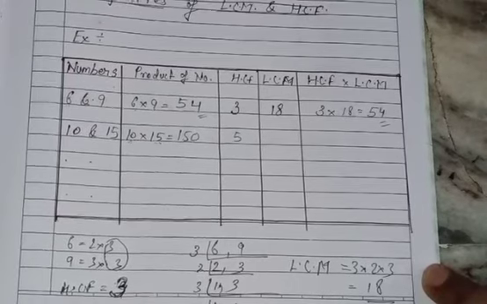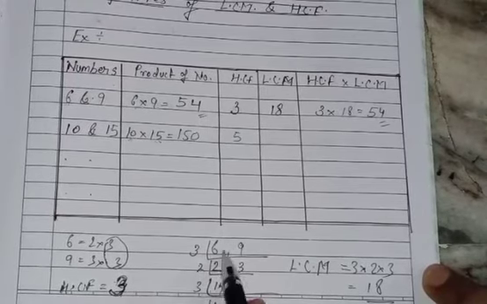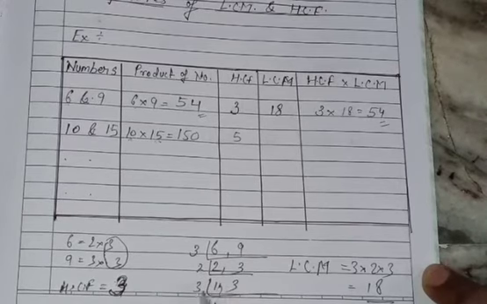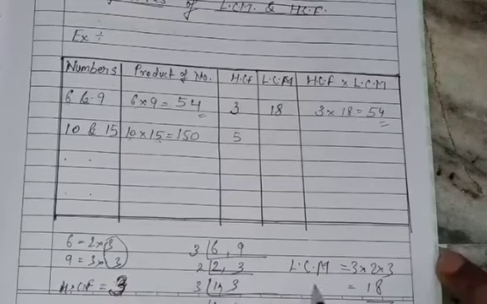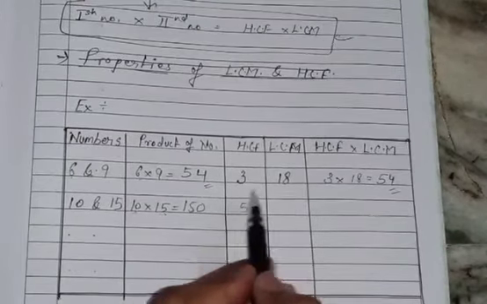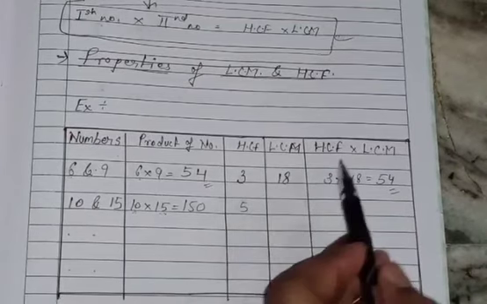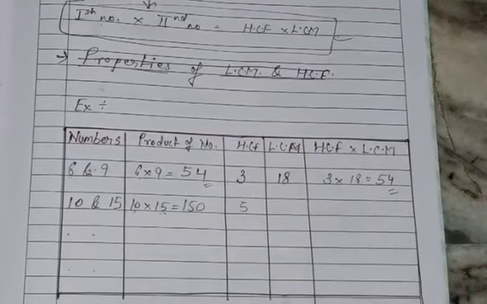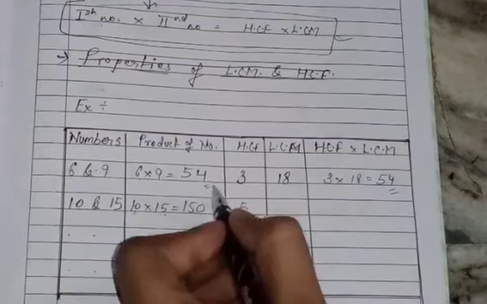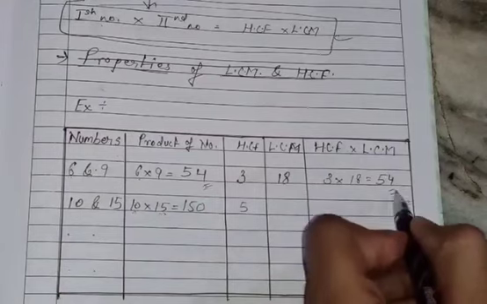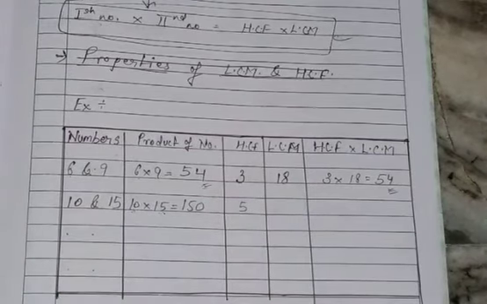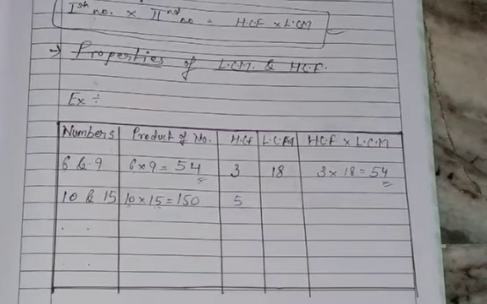Now if I talk about their LCM, so the LCM is 2 into 3 into 3, that is 18. So the HCF is 3, LCM is 18. So the product of HCF into LCM, that is 3 into 18, that is 54. 18 3s are 54. So do you notice that the product of the numbers is equal to the product of the HCF and LCM? It means the relationship is okay.